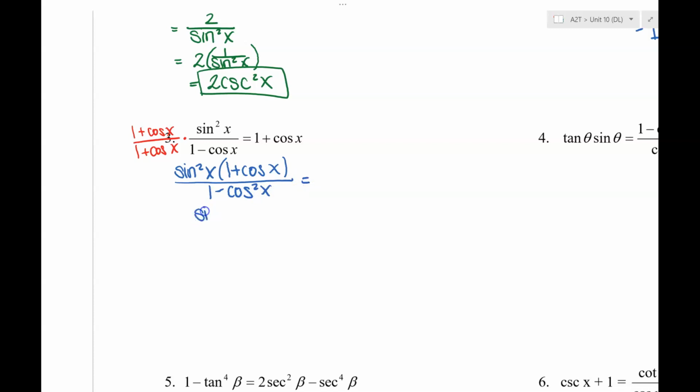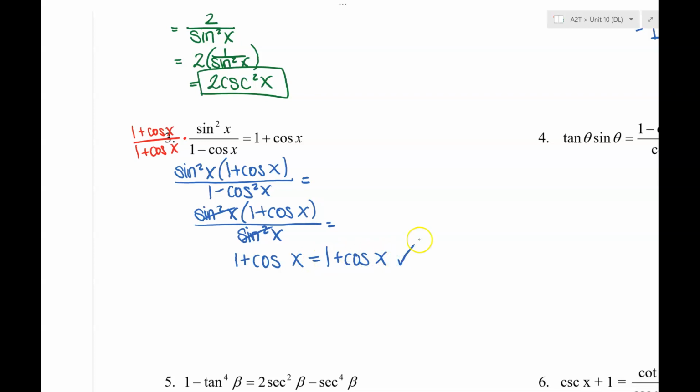Right away, my denominator, well, the numerator stays the same. That's why I'm rewriting it. Okay, denominator is a different format of the Pythagorean, so we get sine squared x. Boom, boom. Sine squareds cancel, and I'm left with 1 plus cosine of x is equal to 1 plus cosine of x. You definitely need that last statement.